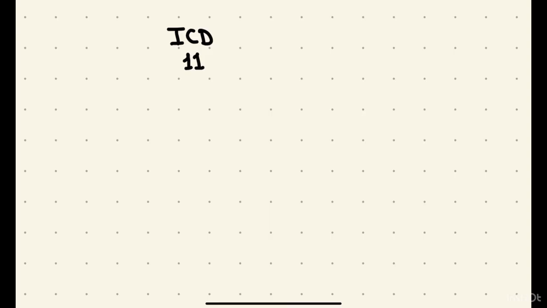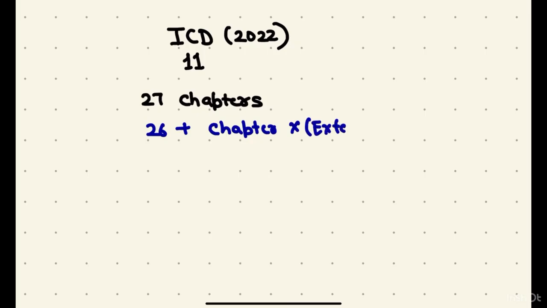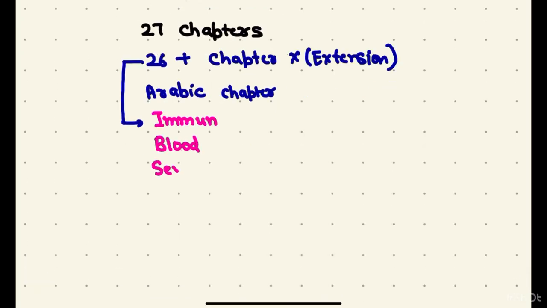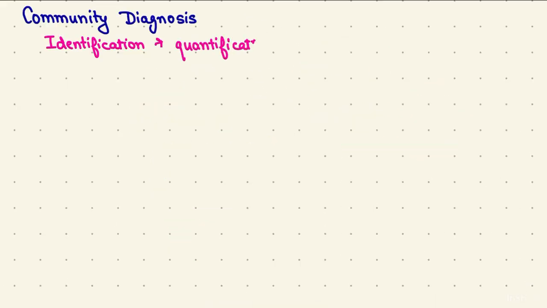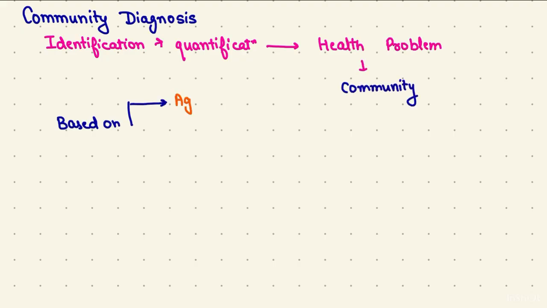International Classification of Disease 11 came in 2022. It has 27 chapters, 26 chapters plus chapter X. It has Arabic chapters, and new chapters are immunological disorders, blood disorders, sexual health, sleep, and traditional medicine. It is browser based. We'll discuss community diagnosis, which means identification and quantification of health problems in a community, which is based on age, sex, vital statistics, and incidence and prevalence.